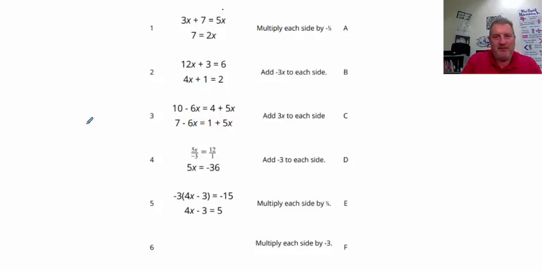Did they multiply each side by negative 1/3? Or did they add negative 3x to each side? Did they add 3x to each side? Did they add negative 3 to each side? What did they do? A, B, C, D, E, or F? Yes, there's one more choice than there are equations here on purpose. What did they do to get to these equations? So go ahead and do that on your own. Pause the video, do that on your own. Then when you're ready to see the answers, unpause, and then we will look.